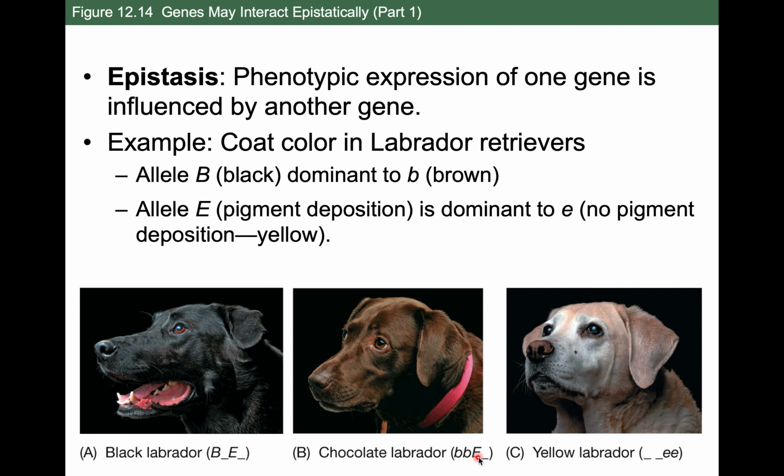So if you have a dominant E, but you're homozygous recessive for B, meaning you're just making brown pigment, you end up with a brown lab, chocolate lab. And if you have a dominant E, again, you're making that pigment deposition protein, and you have at least one dominant B allele, that means you're making some black pigment, and you're going to be a black lab. So those two genes working together in concert to determine that one phenotype is epistasis, whereas one gene controlling multiple phenotypes would be pleiotropy or pleiotropic effect.